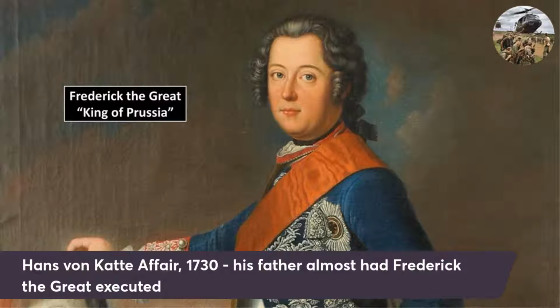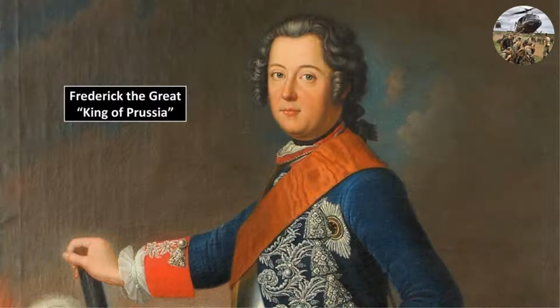But apparently he and this young man wanted to run off, leave the country and flee. I forget what country they were going to go to. They were going to leave Prussia. But he was caught, and his father actually had him imprisoned and court-martialed his own son, believe it or not, and had Von Katt executed. He was going to execute Frederick too, his own son, but the emperor, I think Emperor Charles VI, the Holy Roman Emperor, intervened to stop it.